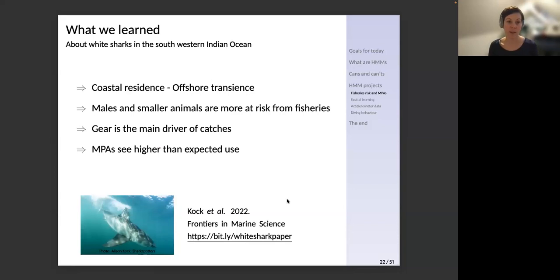So what we learned is that we have this coastal resident, offshore transient separation of males, and the smaller animals are more at risk from fisheries because those are happening closer inshore. We also found that the gear is the main driver of catches, and I haven't spoken about that here, but you'll have to have a quick look at the paper to see more detail about that. And we also found that marine protected areas see higher than expected use. So here's an example of using a fairly standard HMM to gain insights into how these animals are affected by risks and also by protection.